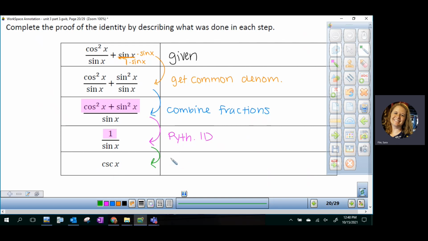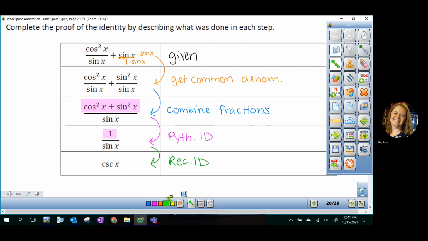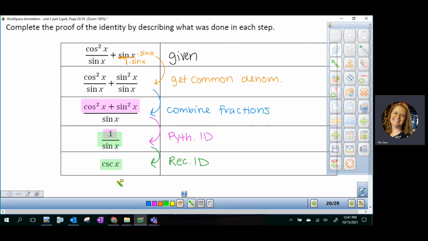And then the very last step to get from here to here, 1 over sine is cosecant. What's that rule that tells us that? That is the reciprocal identity. So we replaced 1 over sine with cosecant. So we simplified that. We've just given the reasons. We've proved, we've verified that those are equal. That top line is equal to that bottom line.